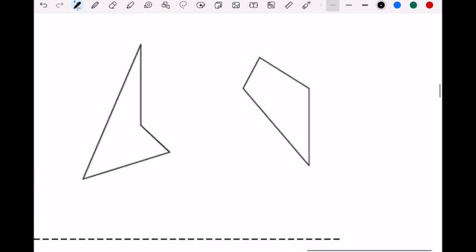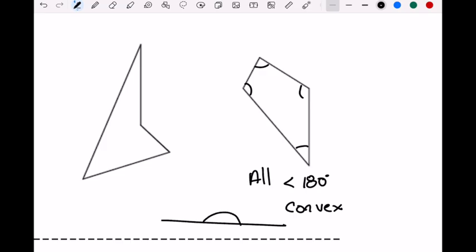Excellent. So this is a question that I'm going to ask once. One of these shapes is convex and the other one is concave. If all my angles are smaller than 180, then my shape is convex. All are smaller than 180. Remember that 180 is this, no? It's like a flat line.